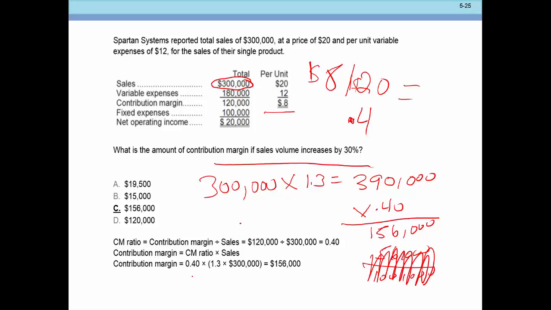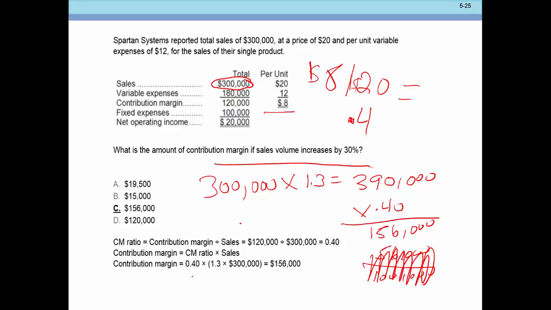And so I'm sitting here and they say that sales increase 30%. The way you get an increase of 30% is you multiply by 1.3. Sometimes students say, well, how does that work? Well, if it's an increase of 30%, 300,000 is 100%, and if I multiply the 300,000 by 0.3, I'd get 90. I add that to the 300, that's a 30% increase, isn't it? The way I like to do it is I just multiply times 1.3.